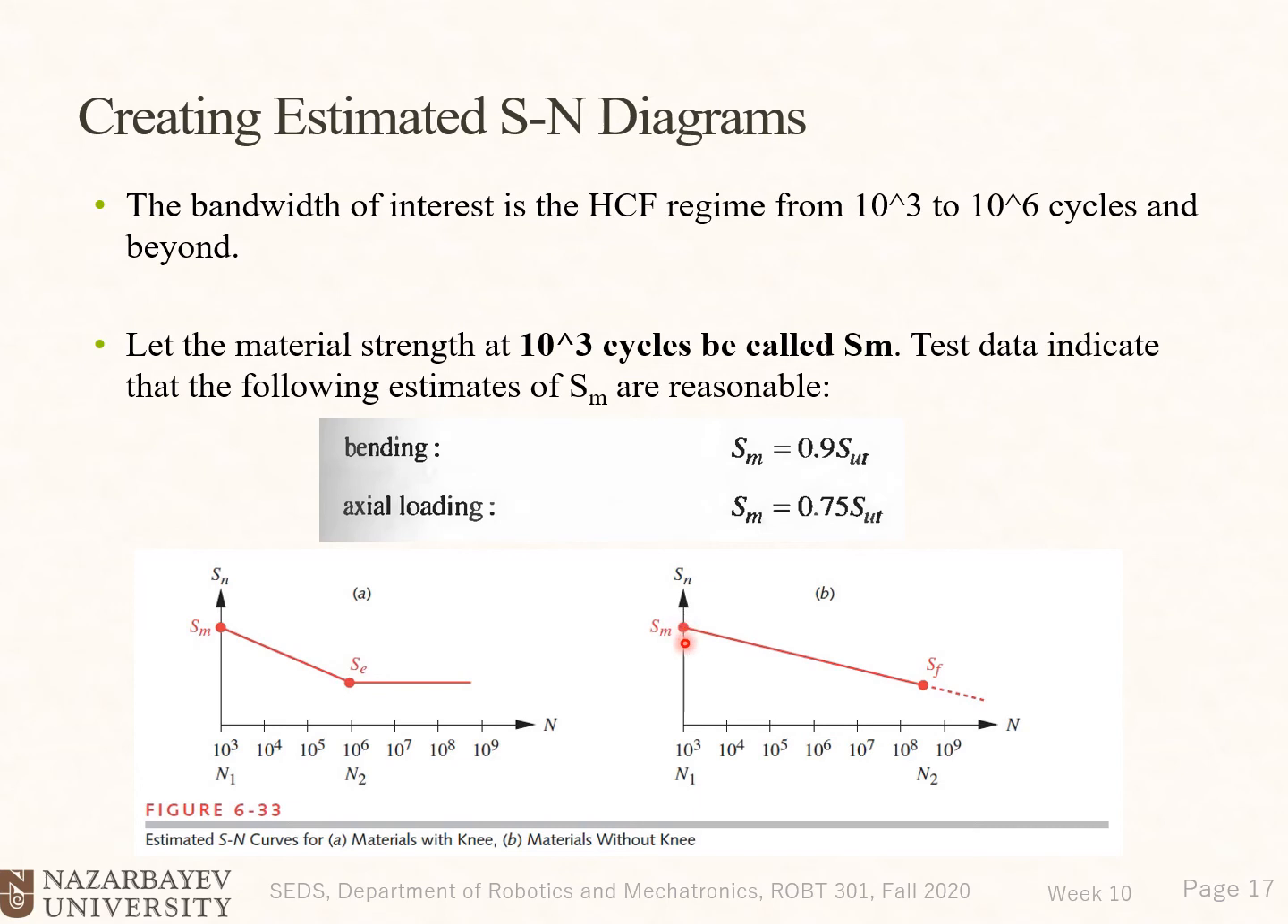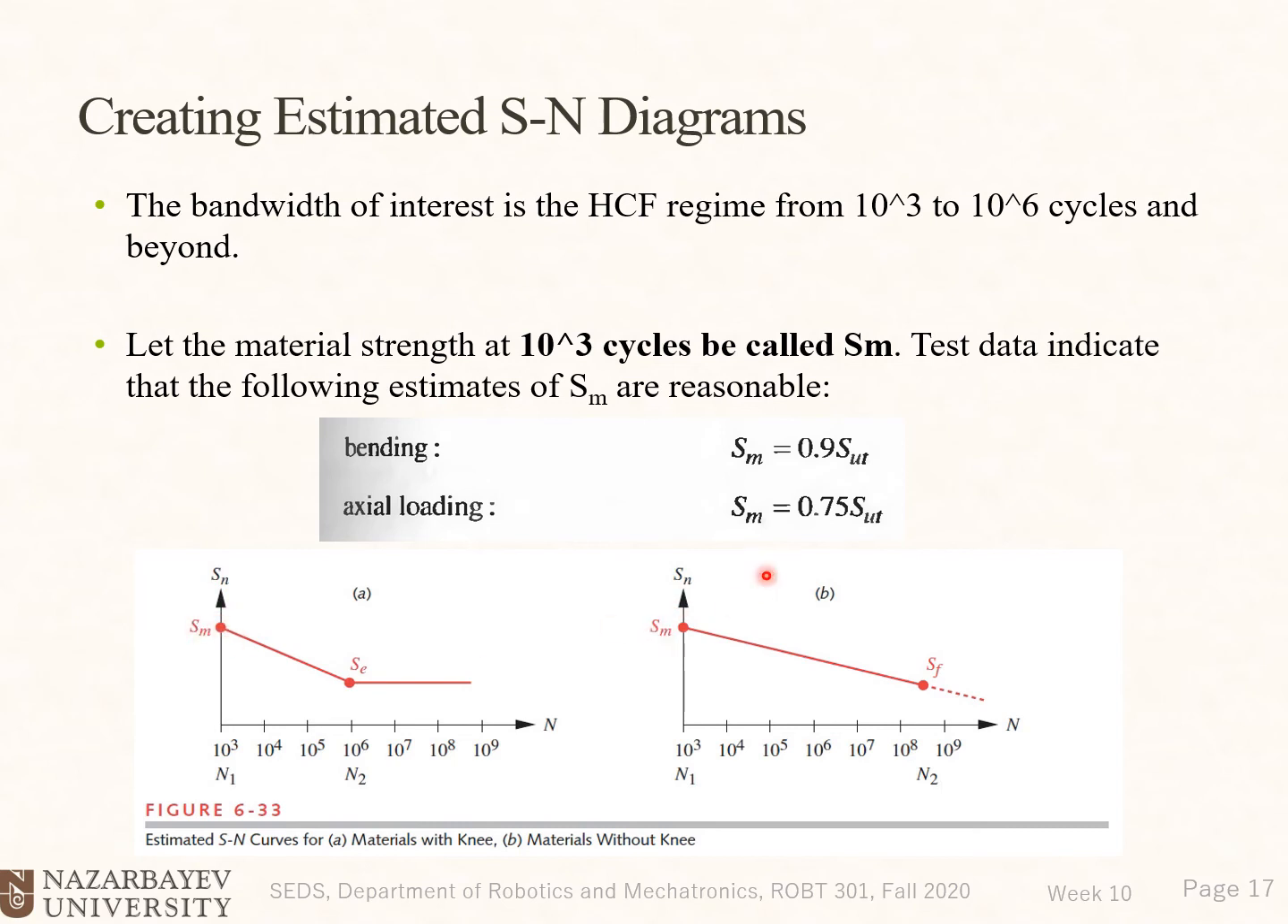The data indicate the following estimates of SM are reasonable. When we have a bending loading, SM is almost equal to 90% of ultimate tensile strength. And when we have an axial loading, SM is equal to 75% of ultimate tensile strength. So look, we are trying to plot this SN diagram. The first point is SM.